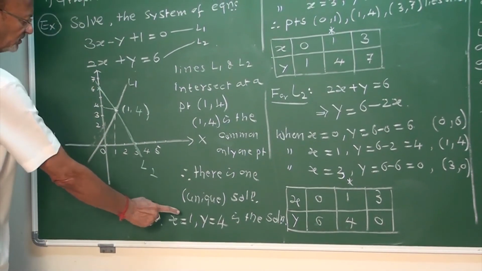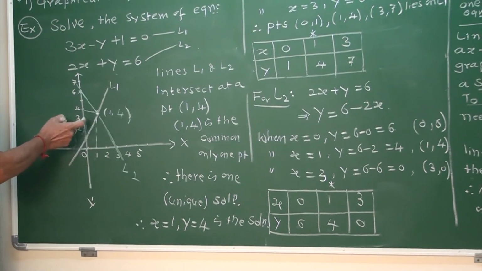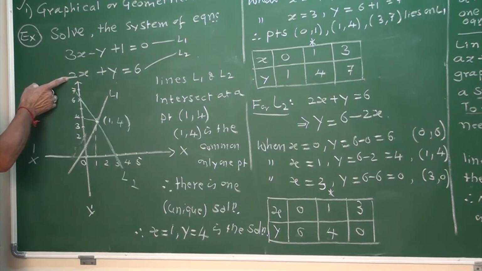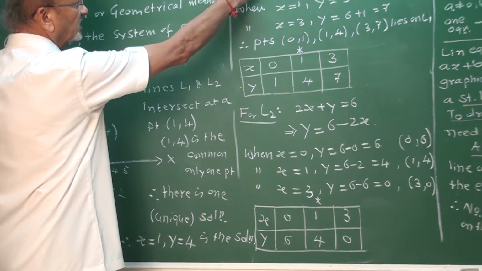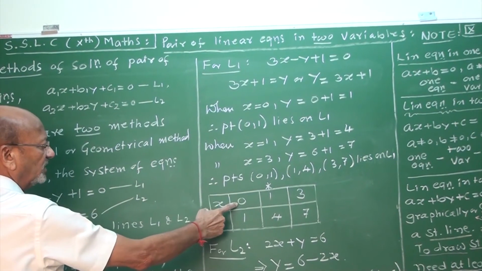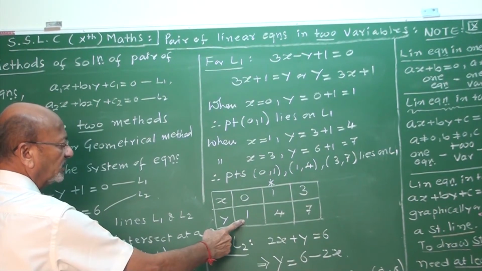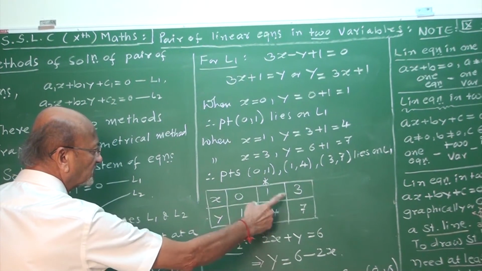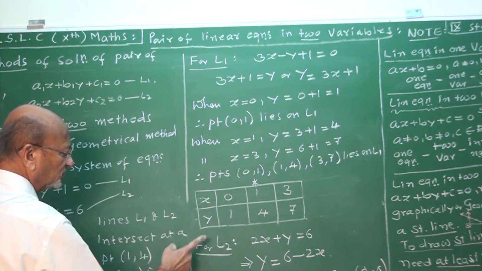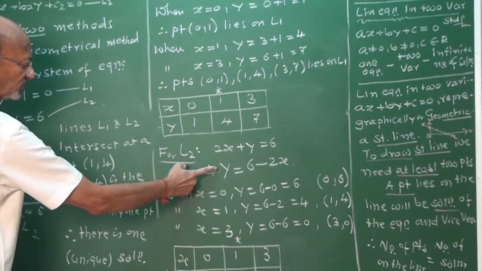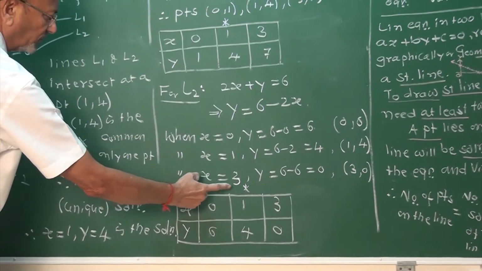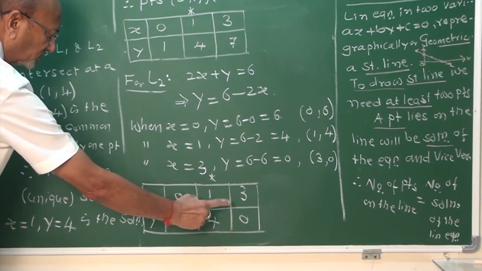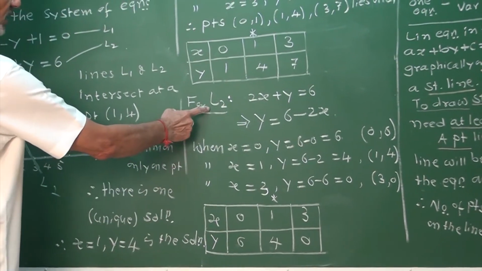And this is the method of finding the solution by graphical or geometrical method. What is done, my friends? L1, L2. For L1, you know the method. Solve for y. For different values of x, we have values of y. Then these points 0, 1, 1, 4, 3, 7 are the points on the line L1. Similarly, for the second line, solve for y, different values of x, different values of y. Therefore, 0, 6, 1, 4, 3, 0 are the points on the line L2.